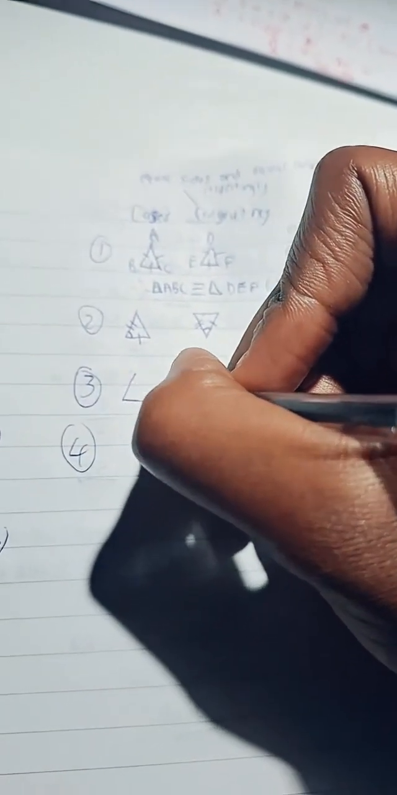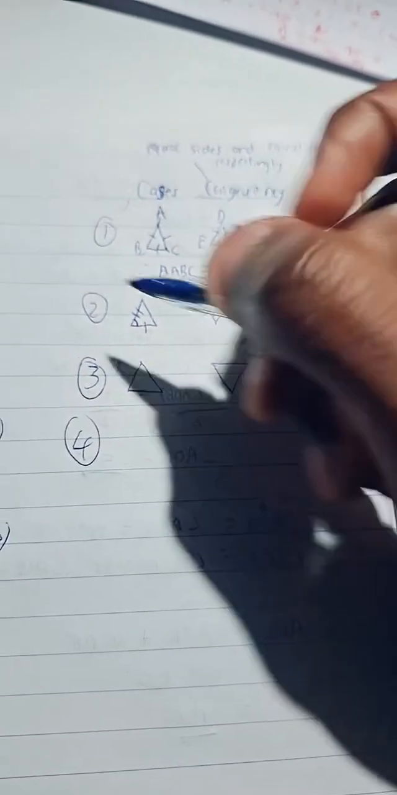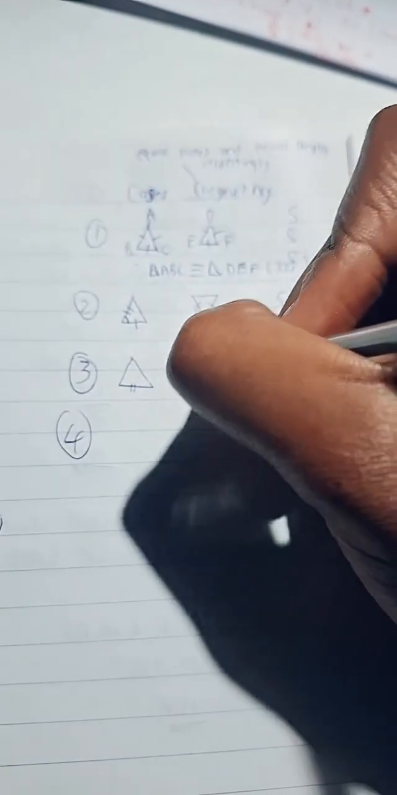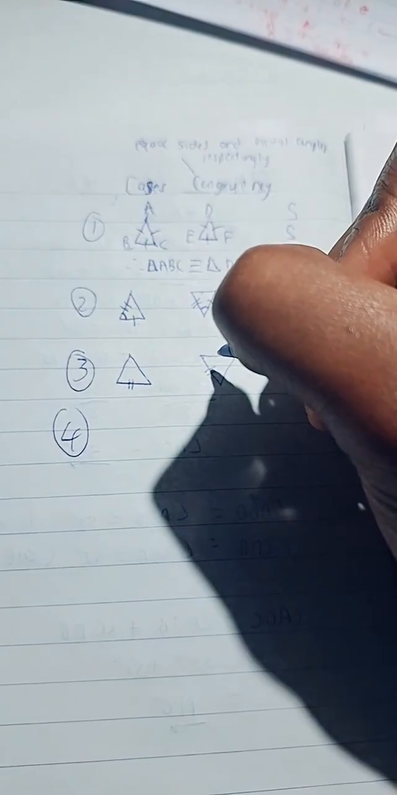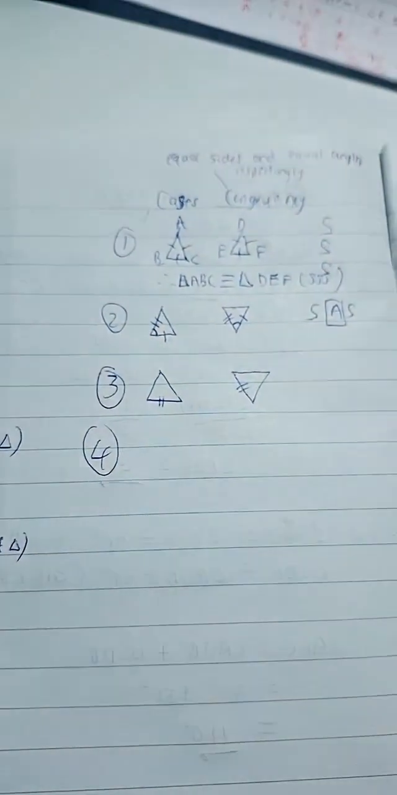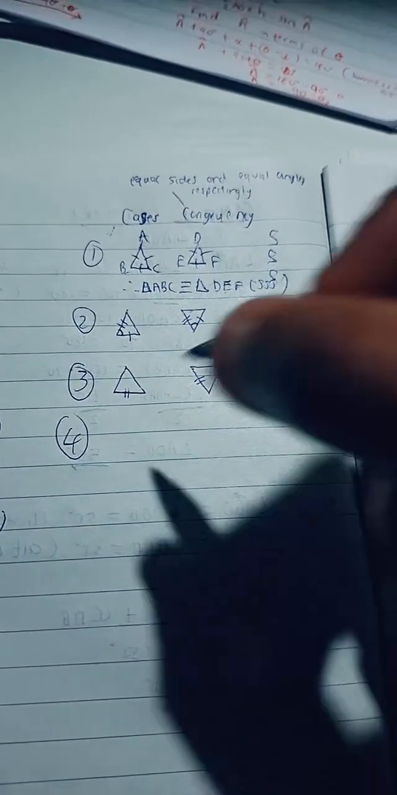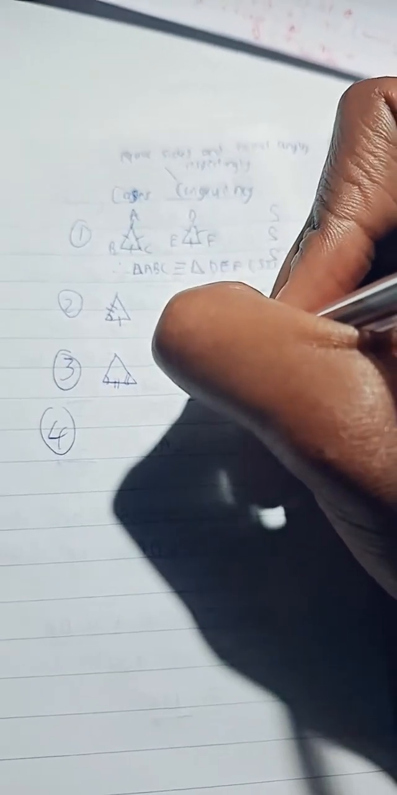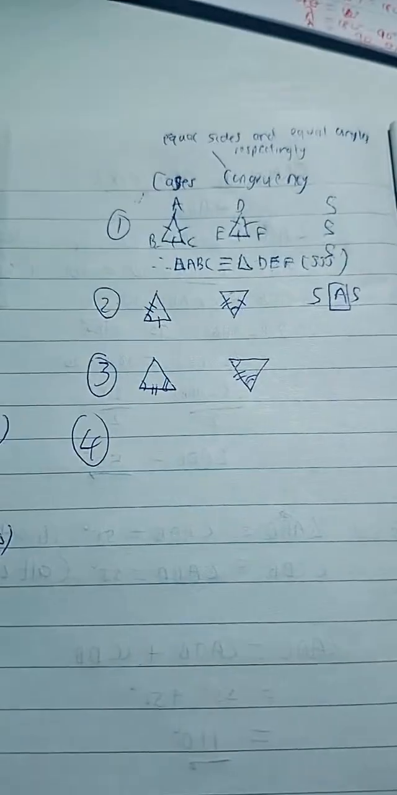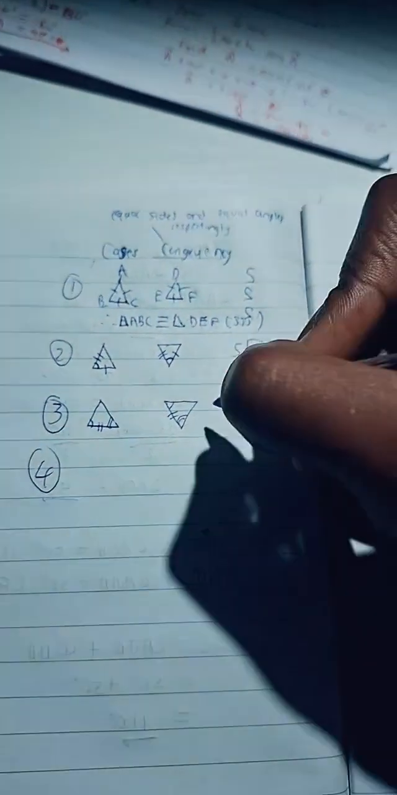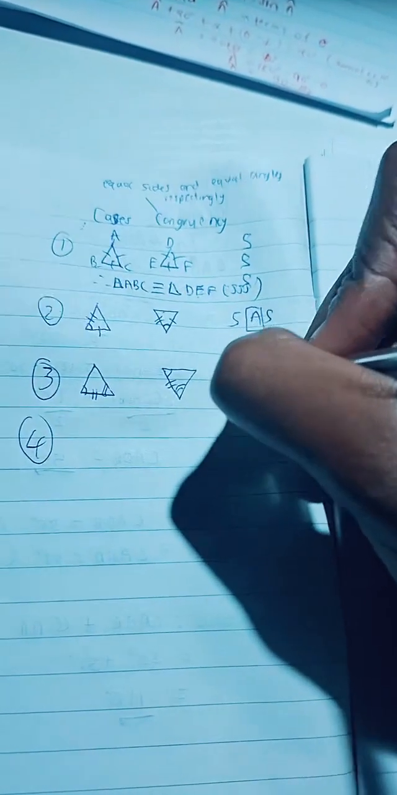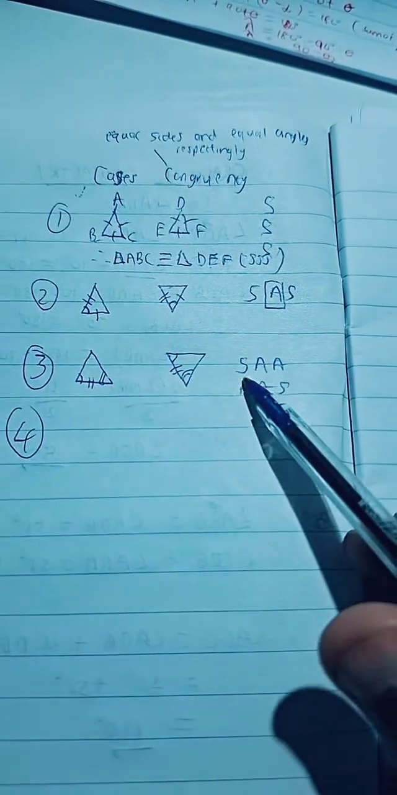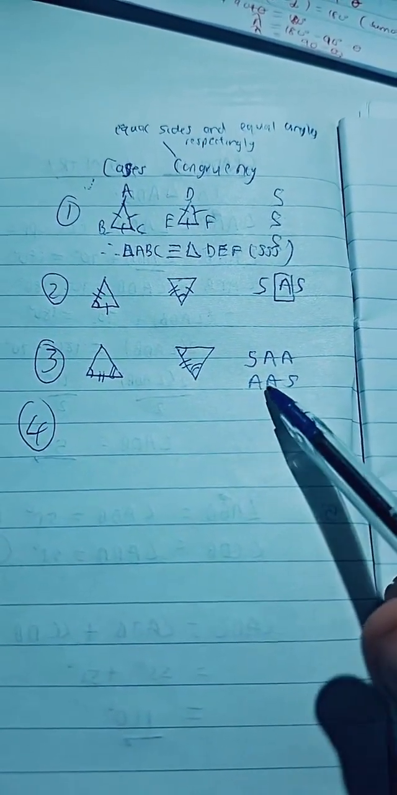Third case of congruence, it's when you have still two triangles. Let's say one side, two angles. I repeat, one side, two angles. I usually call this one SAA, or you can say AAS.